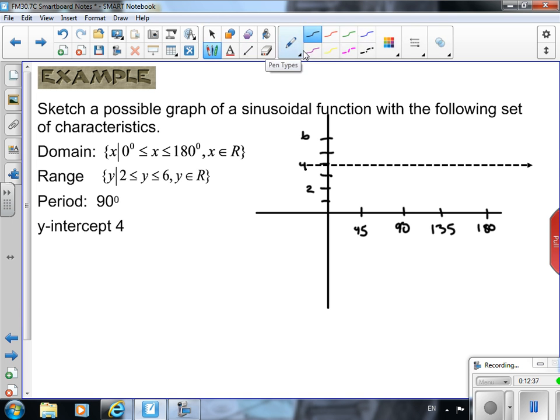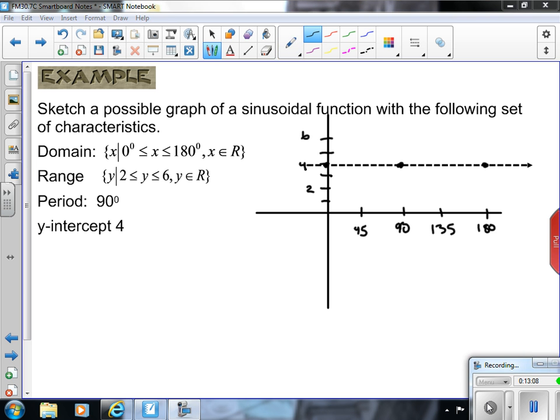The y-intercept is 4, so we know that that's our starting point. So it starts at the y-axis at the midpoint. Now we have to use the period of 90 degrees to show that it's going to complete one full cycle. So it's going to go all the way up to the max, down to the min, and then back to the midpoint at 90. So we know that we have to end up here at 90. And same thing from 90 to 180.